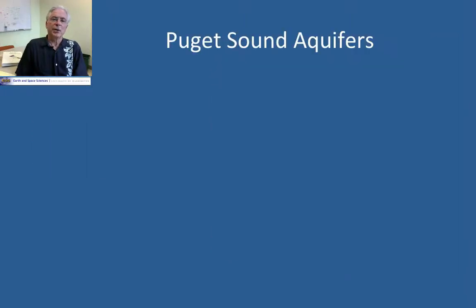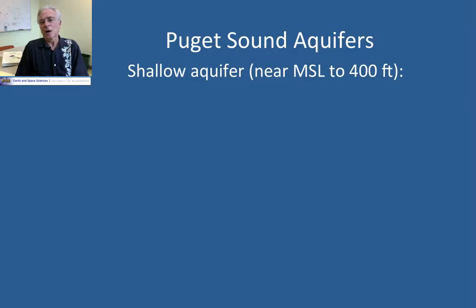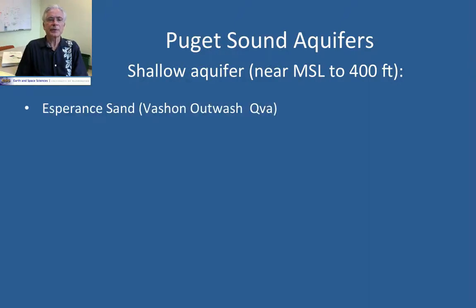So, the Puget Sound aquifers. The shallow aquifer extends from near sea level to the highest portions of the Puget Sound Basin, which are in the neighborhood of 400 to 500 feet. Esperance sand, or Vashon outwash, QVA, is a typical aquifer material. It's a well-sorted sand. It has good transmissivity. It has high porosity.